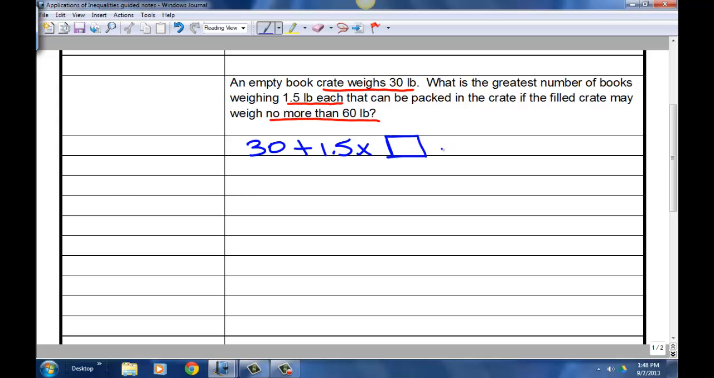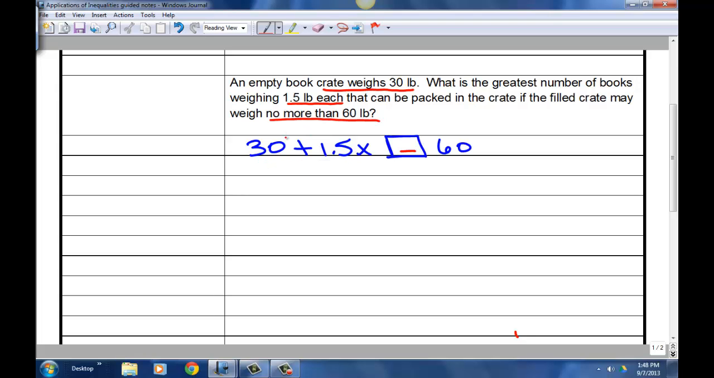That total weight can be no more than 60 pounds. So I ask myself that question: can the total weight over here be exactly 60 pounds? Yes, it can, because the question itself says no more than 60 pounds. That suggests that 60 itself is fine.